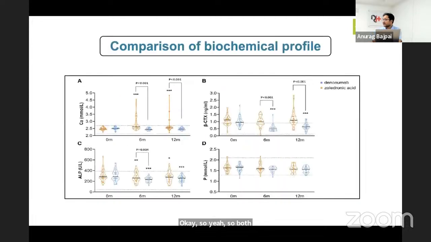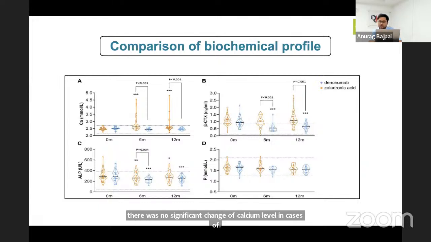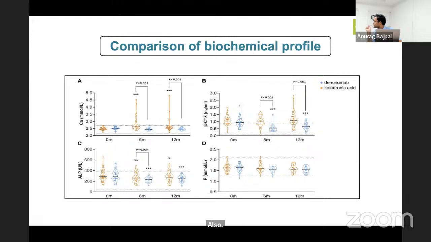Now they compare the secondary endpoint, that is the biochemical profile of the bone metabolism indexes, and they had shown that the calcium level was much higher in comparison to the baseline after 12 months of treatment with denosumab, but there was no significant change of calcium level in cases of bisphosphonate therapy. Also, it went down a bit. But I think there is some mismatch with the color coding with denosumab and zoledronic acid in this study.